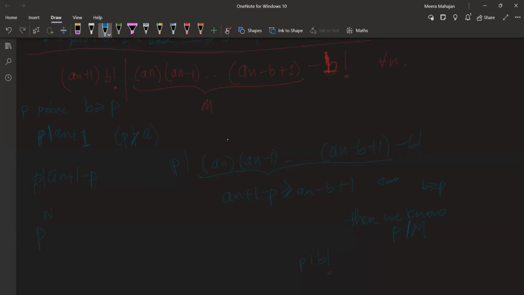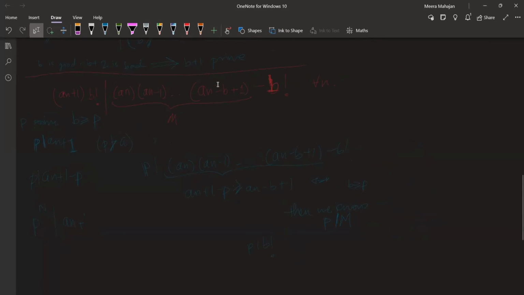What if we take P to the power N? N is not used, right? Yeah. Let P to the power N divide. I sadly don't have much time, so I'll have to just give the idea.